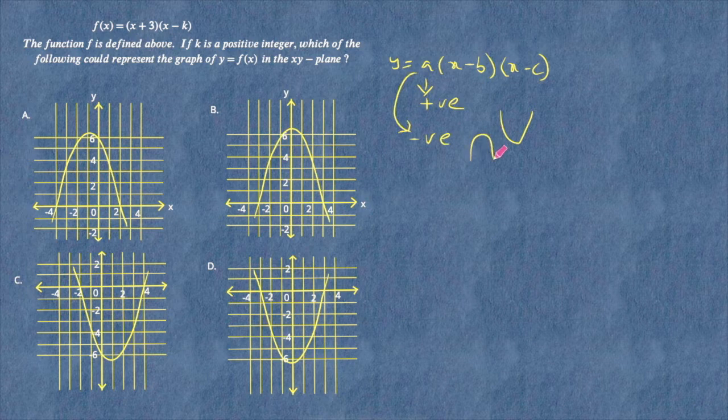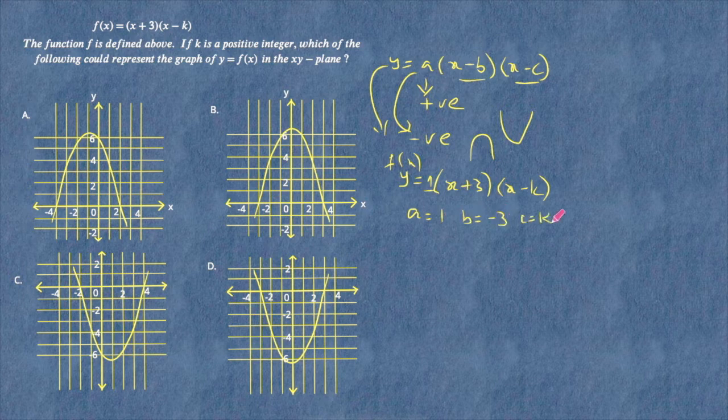So first we need to decide that, and then from these x-intercepts we can see which graph among these satisfies that equation. So let's see what they've given. They've given y = (x + 3)(x − k), or f of x, right? So here, if you look at this x-intercept form, a is nothing but 1. So a = 1, b = −3, and c = k. This is what we have.